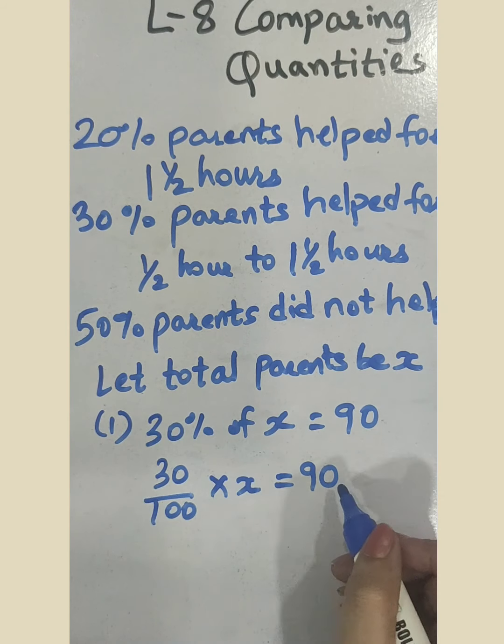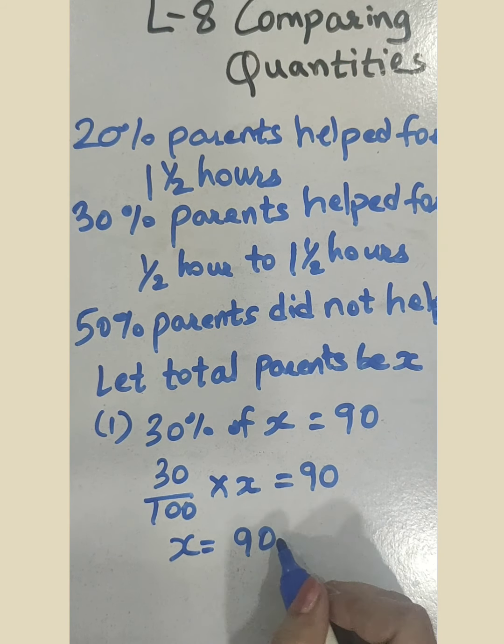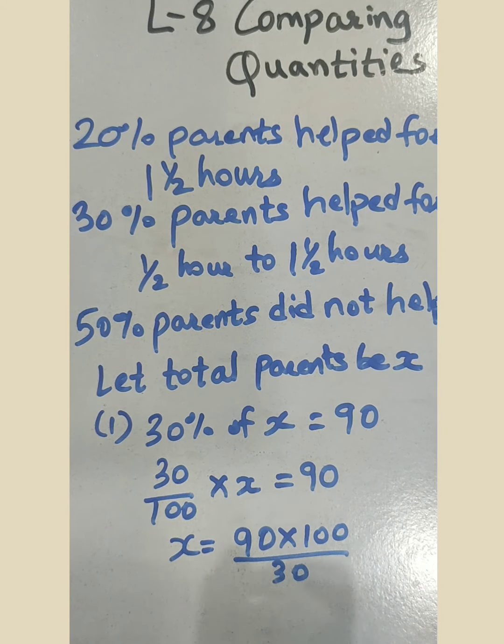So if I shift everything on the other side, it will be x is equal to 90 multiplied by 100 upon 30. Now if I do the cancellation, 0 0 will get cancelled. Both will go by 3. Here it will be 3 ones are 3, here it will be 30. So 30 into 10 will give me 300. So my total parents which were surveyed will be 300.